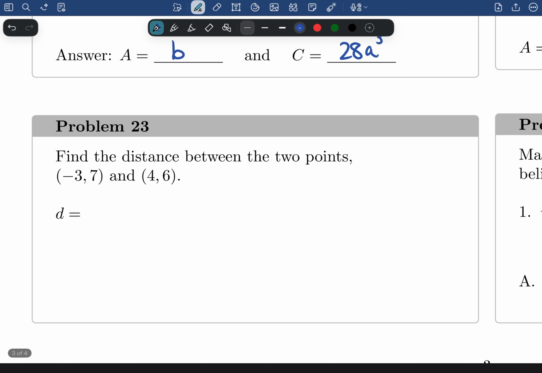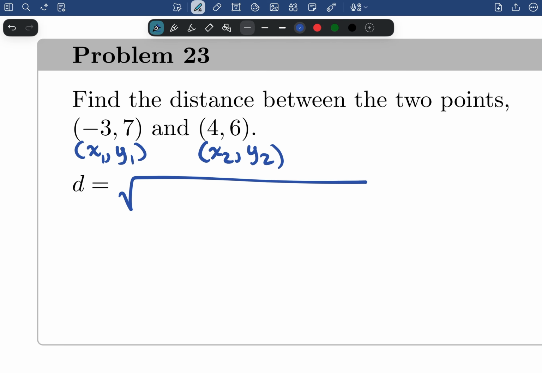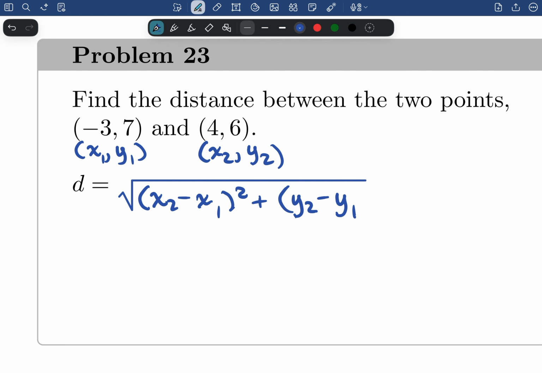Problem 23 says find the distance between the 2 points. Now, these 2 points, we can call them x1, comma y1, right? And the second point is called x2, comma y2. And to find the distance between 2 points in space, we can use the distance formula, which is the distance equals the square root of (x2 minus x1) squared plus (y2 minus y1) squared. This is the distance formula that we learned about in section 11.1.